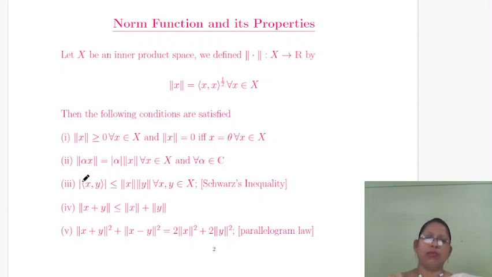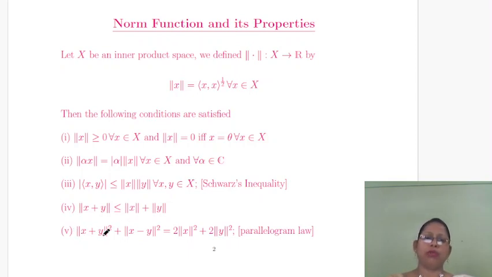Third property, modulus of inner product of x comma y is less than or equal to norm of x times norm of y, for all x comma y belongs to X. This property is known as Schwarz inequality. Fourth property, norm of x plus y is less than or equal to norm of x plus norm of y.